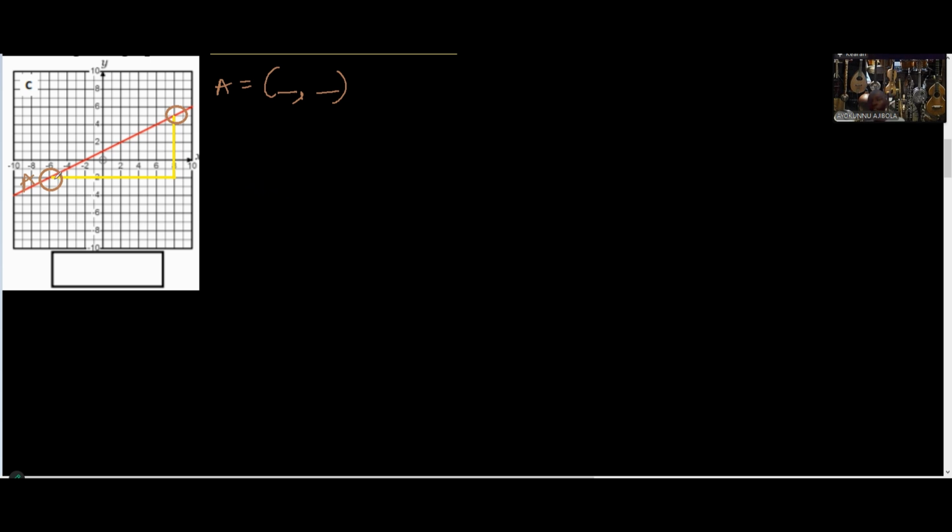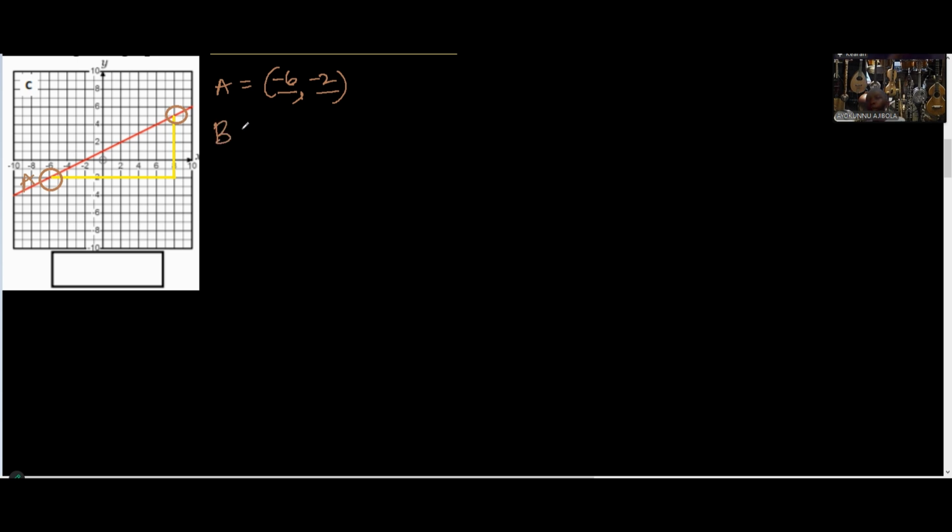For point A, what is the value of x? The value of x is, wait, look at it again. This point. Minus 6, not 6, okay? What is the value of y? Look at what I'm showing you. Is it 2 or minus 2? Minus 2, because it's below 0 there.